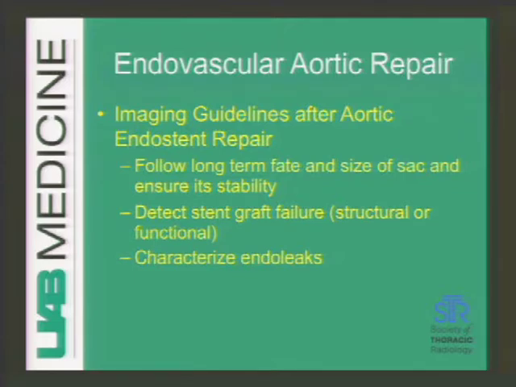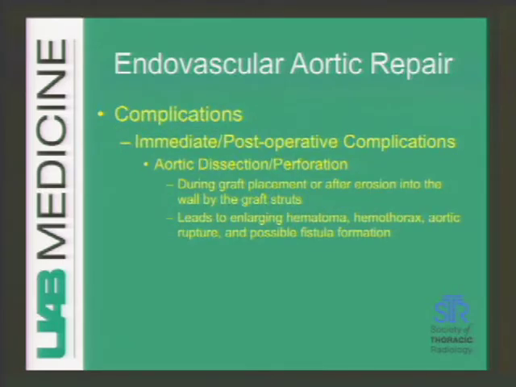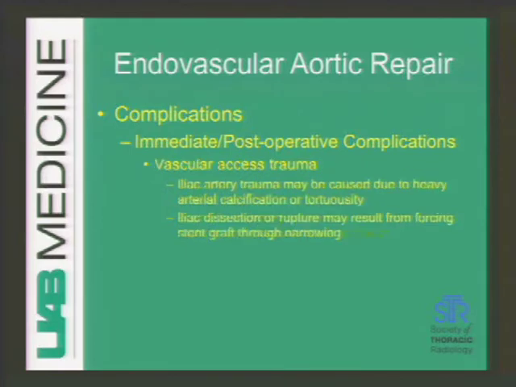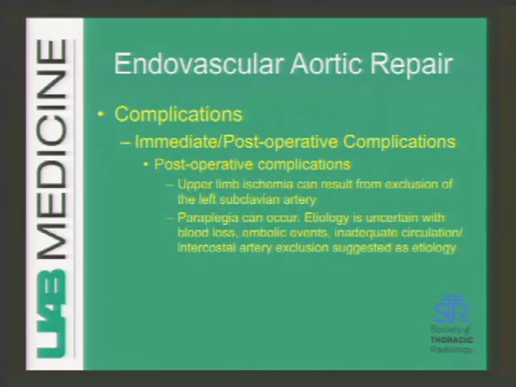You want to look for evidence of stent graft failure, either structural or functional, and you want to characterize endoleaks. There are some immediate postoperative complications when you put these large catheters in the aorta and the stents. They can cause aortic dissections and perforations. You can also have vascular access trauma outside of the aorta. The iliac artery can be traumatized from the endovascular stent placement.